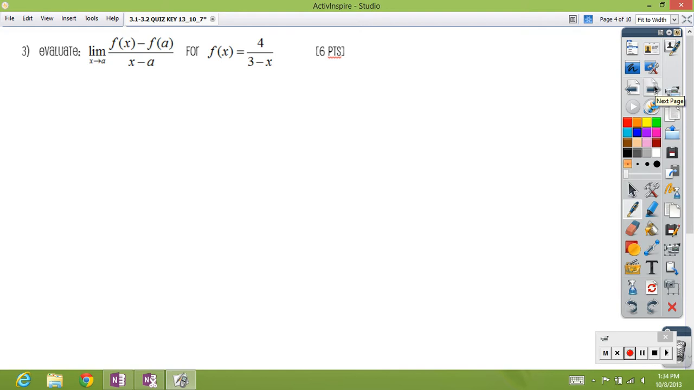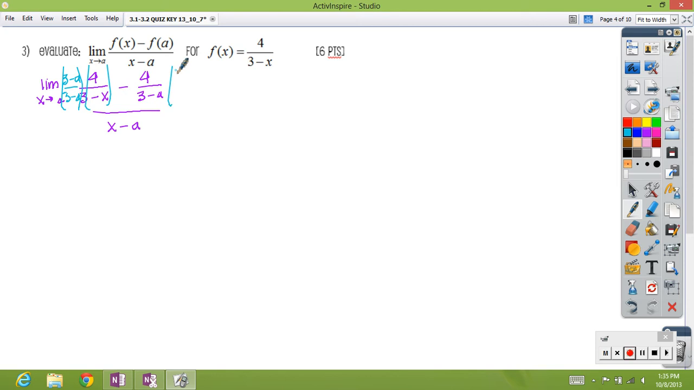Evaluate the limit. So, change up the color a bit. It's getting a little boring with that blue. The limit as x goes to a of f of x, which is given, minus f of a, all over x minus a. So then I need to multiply this one by 3 minus a over 3 minus a.